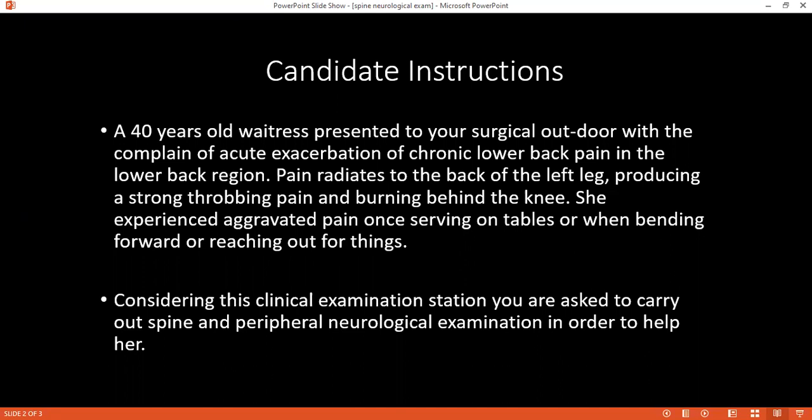I will enter the room. I will wash my hands. I will introduce myself. Hello, I'm Dr. Kuldeep. I'm one of the surgical candidates. May I know your name and date of birth, please? Yes, I'm 40 years old, Mentha.